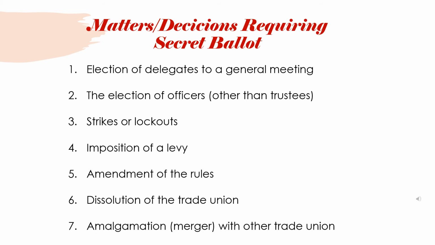Trade union members who are under 18 years of age are not eligible to vote on matters number 3 until 6, which are the strikes or lockouts, imposition of a levy, amendment of the rules, and also dissolution of the trade union.